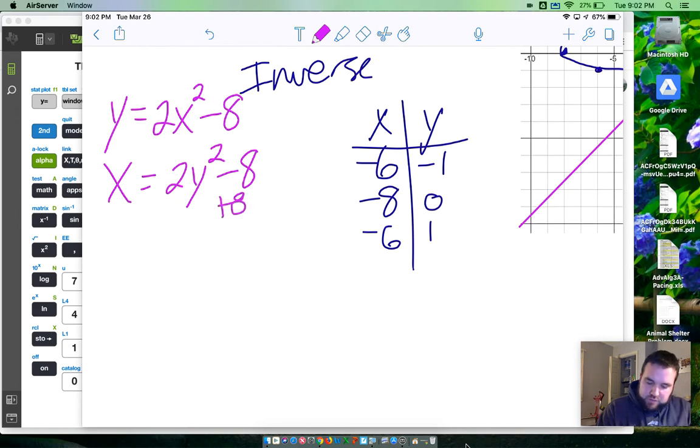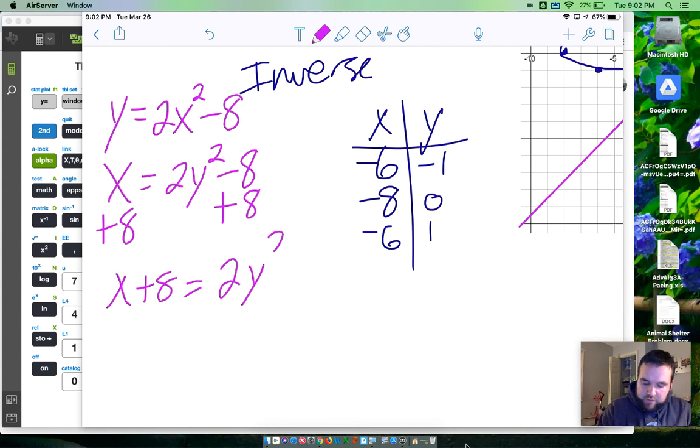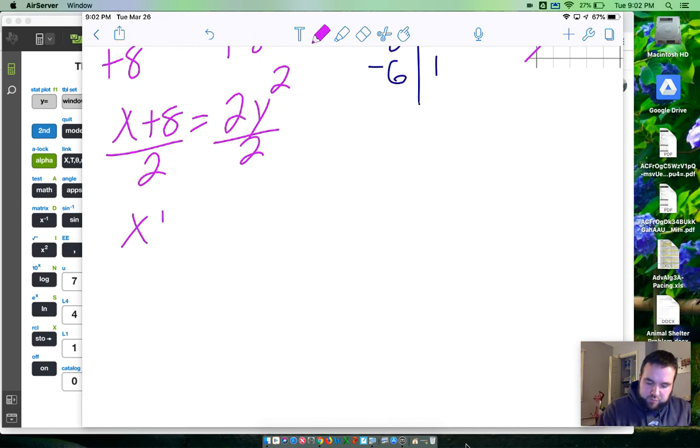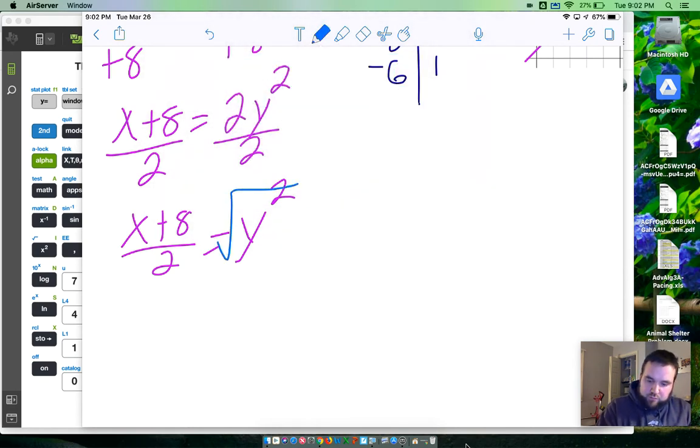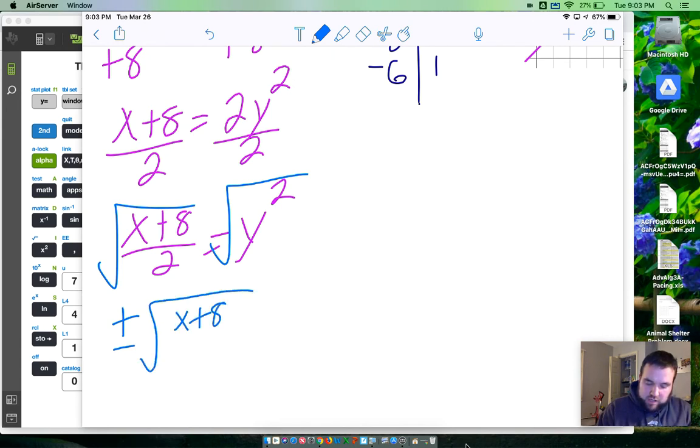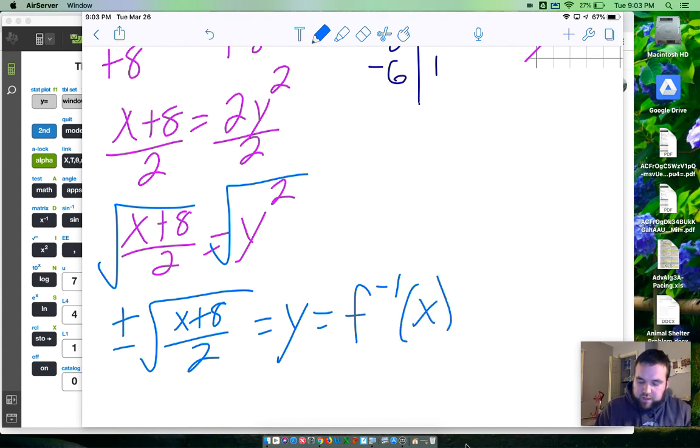So I add 8 to both sides. So I have x plus 8 equals 2y squared. Divide this by 2. Then I have (x plus 8) over 2 equals y squared. My final step to get y completely by itself is to square root both sides. And remember, when we introduce a square root in an equation or in a function, I need to use plus and minus. Okay. Remember, the inverse is also written as f inverse of x.